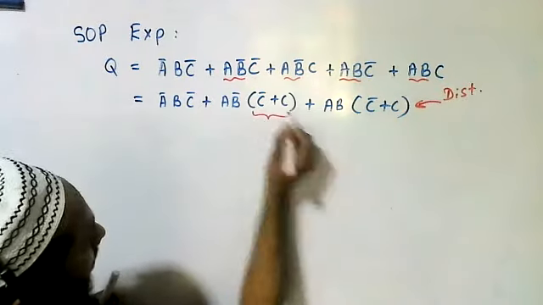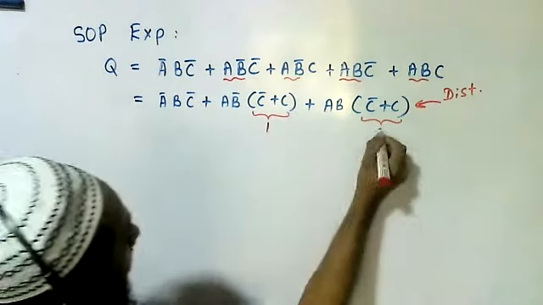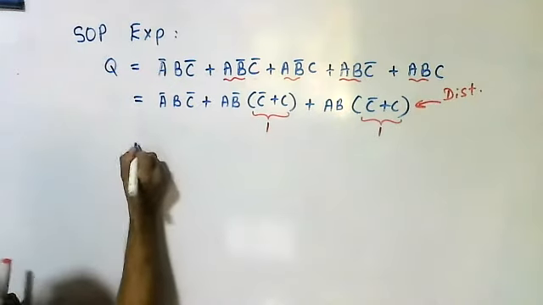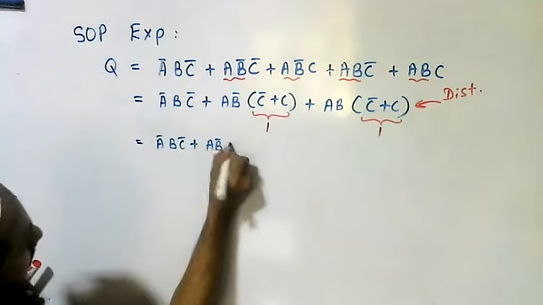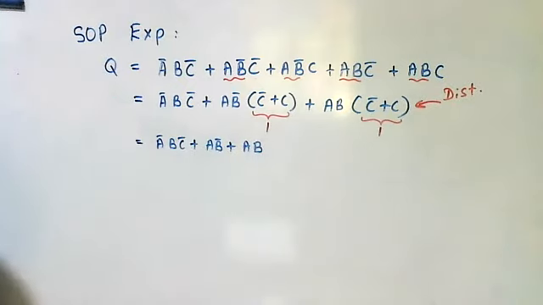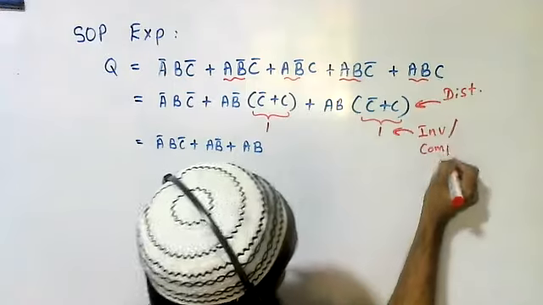So here C bar plus C, C bar plus C. What is the law there? We can apply inverse law, or even we can say complement law. C plus C bar or C bar plus C is equal to 1. Then it comes like this: A bar B C bar plus AB bar plus AB. Right, we are getting this. Here inverse law, or complement law.